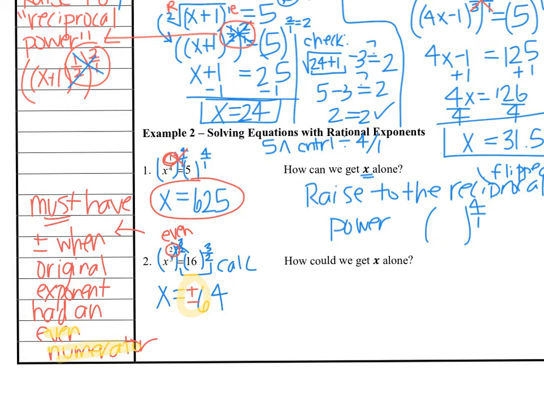All right, so how do we get x alone? It's the same thing. I'm going to raise it to the reciprocal power, and in this case, if it was 2/3 on the inside, then it's 3/2. So the 3/2 and 2/3 cancel each other out there. Okay, so flip on over to the next side.